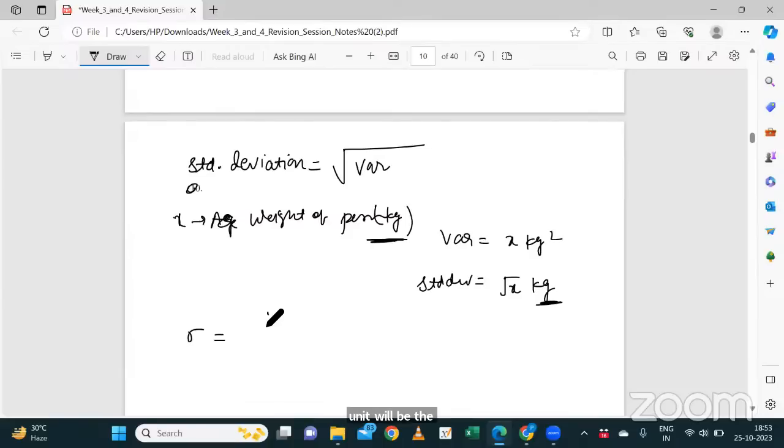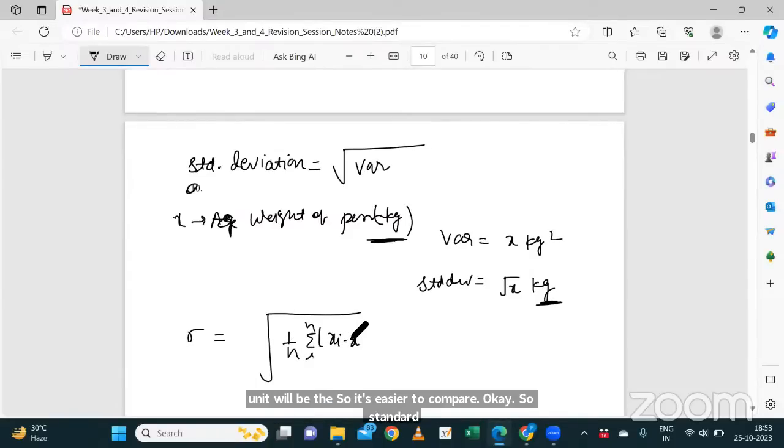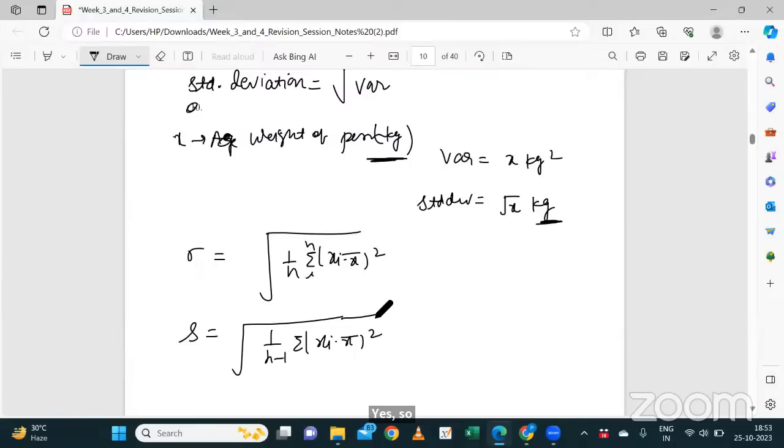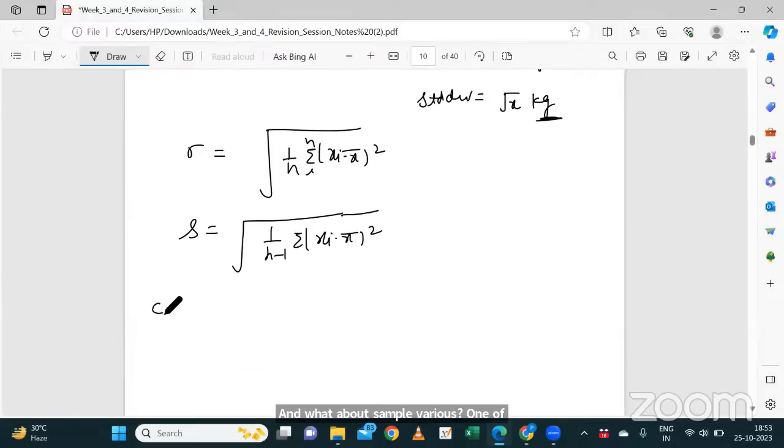So standard deviation is nothing but the square root of the variance. Then what will be the population standard deviation? It will be the square root of 1 upon n, summation of these things. And what about the sample standard deviation? It will be the square root of 1 upon n minus 1, summation of xi minus x bar whole square. Okay. What about if I want to add a constant c then?